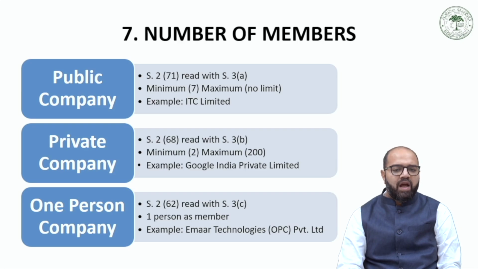So while it can have only one person as a member or a shareholder, it can have up to 15 directors. An example of a one-person company is MR Technologies OPC Private Limited. So as the name suggests, in a one-person company, you would find the words OPC, as you find with MR Technologies OPC Private Limited, to distinguish it from a private limited company.